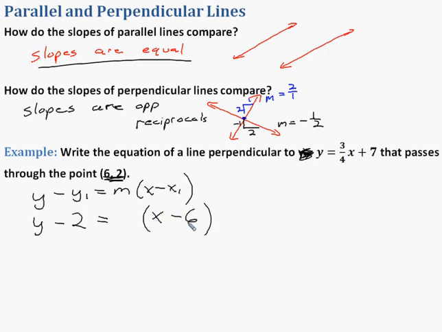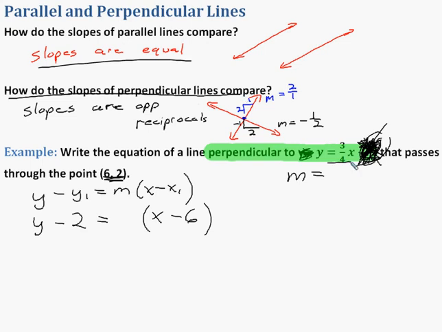x minus 6. And slope, well, this line right here says it's perpendicular to y equals 3/4 x plus 7. Do not use the 7 in your equation. Okay? Do not. All we need to know about that line is that the slope is 3/4. So the slope of a line perpendicular to this one would be what? Well, we just talked about right here in this question, how do they compare? Well, the slope of the line that's perpendicular to this one is going to be the negative reciprocal.